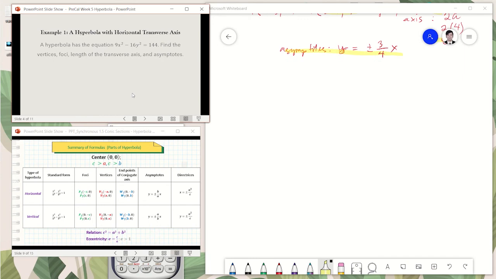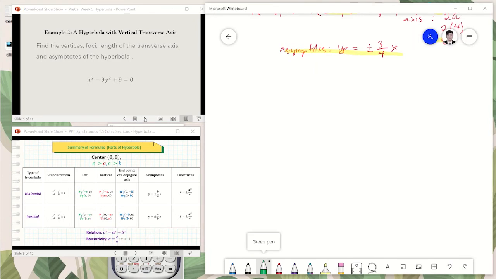Okay, let's now continue in our example 2. So we're still given the equation, and we're asked as well about the properties of our hyperbola. Whether you are told that it's vertical or horizontal, you will figure it out later. For now, there's already a label, so you know that it's vertical. But let's assume that we don't know that it's vertical.